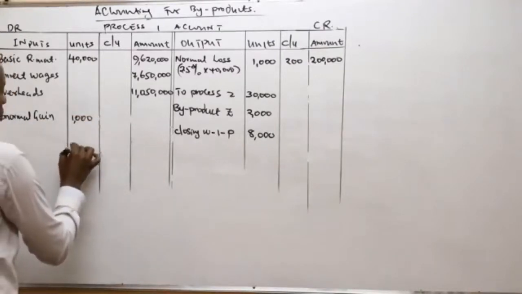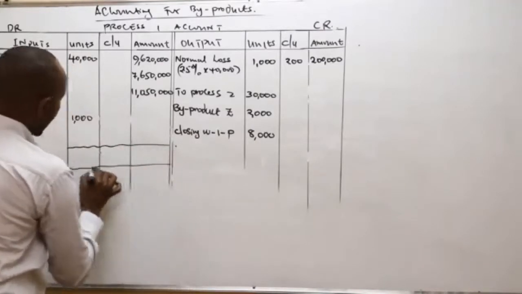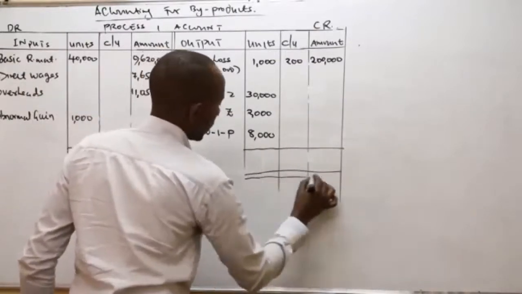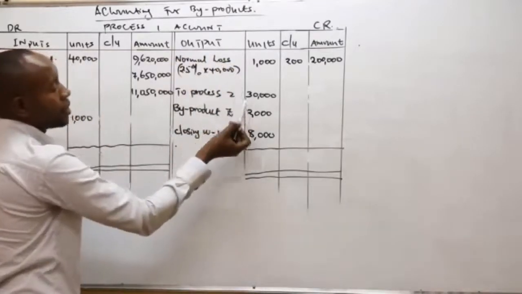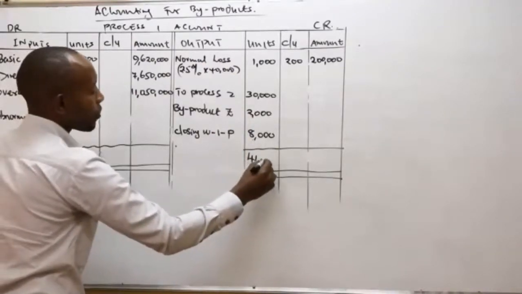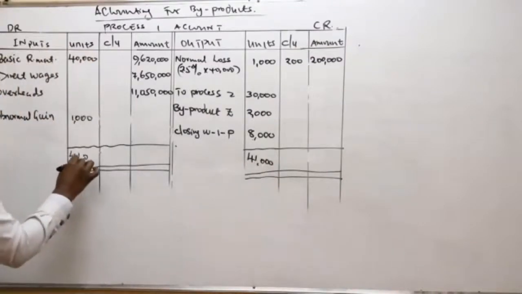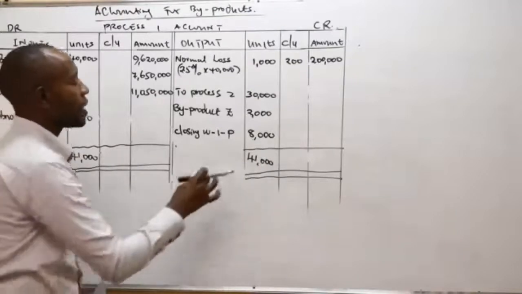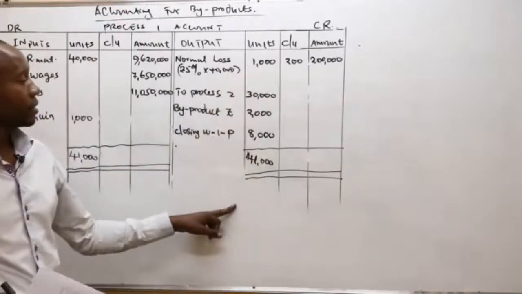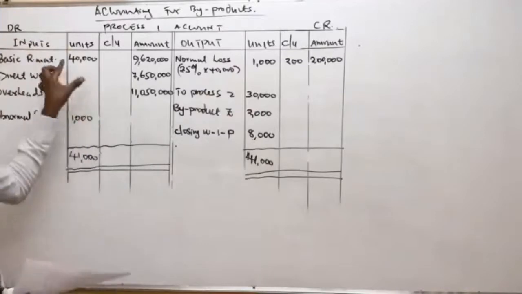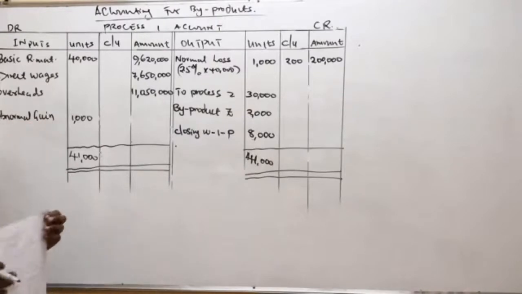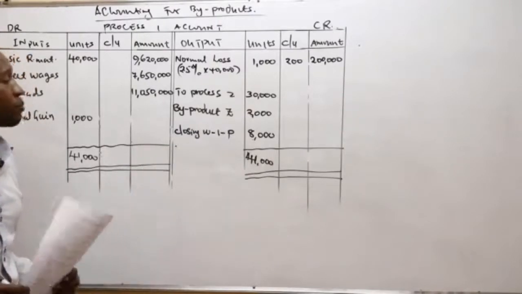Now that means that this column on the debit side will now agree with this side here. So the total of 30 and 2,000 and 8,000 is 40, plus 1 gives me 41,000. Then this side is also 41,000. So we've simply gotten the balancing figure for this column. We have an abnormal gain on this side, and we'll be looking at how we treat that in the statement of production.